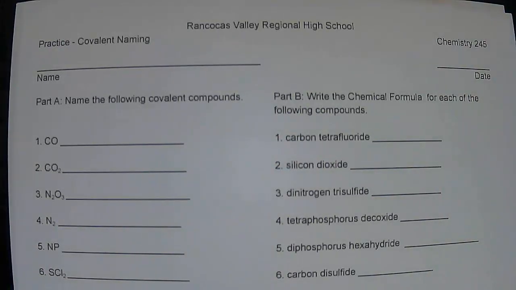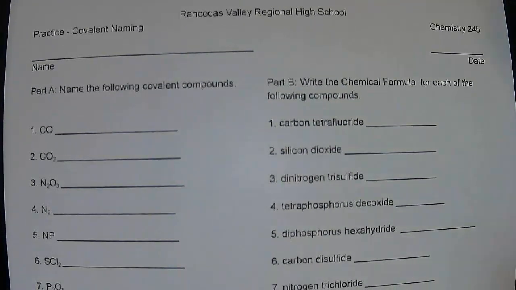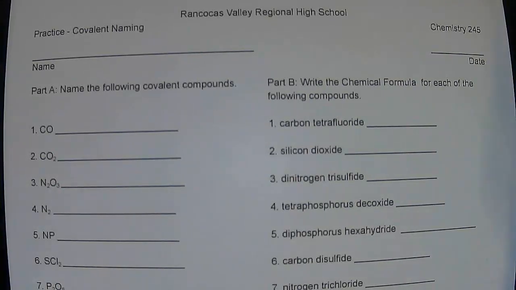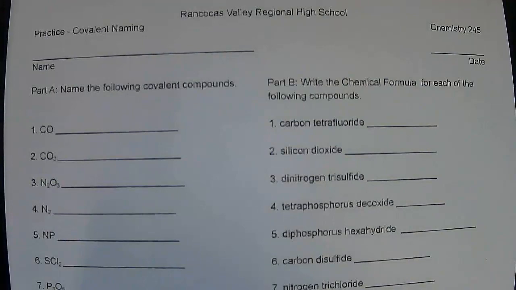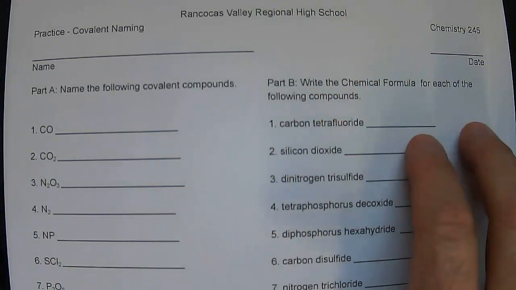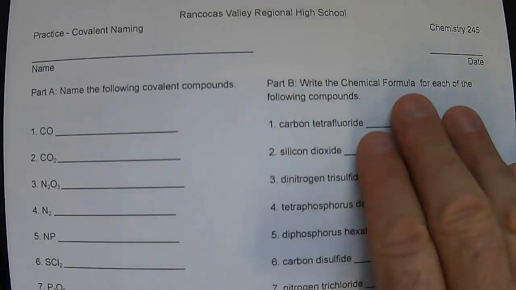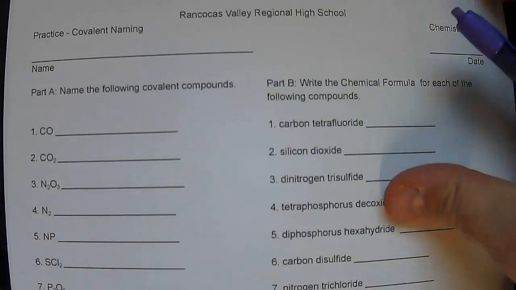Hey everybody, this is your practice covalent naming sheet in preparation for your quiz on covalent naming. Let's take a look here. This is split into two columns. The left column is given the formula, come up with a name, and the right column is given the name, give the formula. This column here is going to be pretty straightforward. This one is a little more challenging.